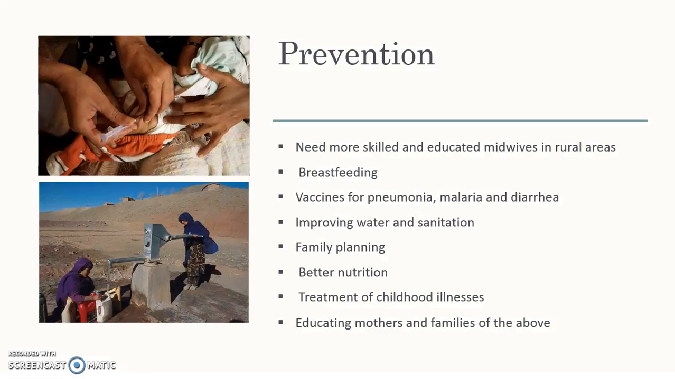These are basic things that Pakistan could do to help prevent this. Some of these things they have been implementing, and that's why the numbers are going down, especially with vaccines. They're trying to get those into the rural areas. They're trying to educate the mothers and the families more than anything that these things are important, that there needs to be breastfeeding, and that they need to do better with their water and nutrition.